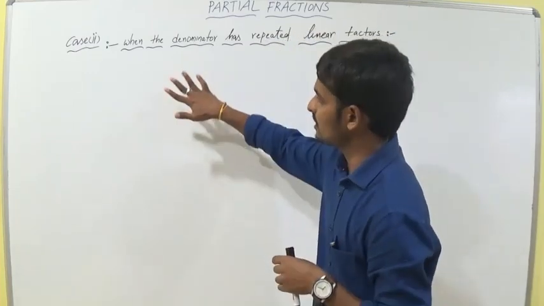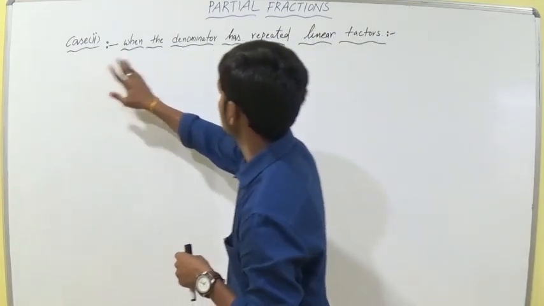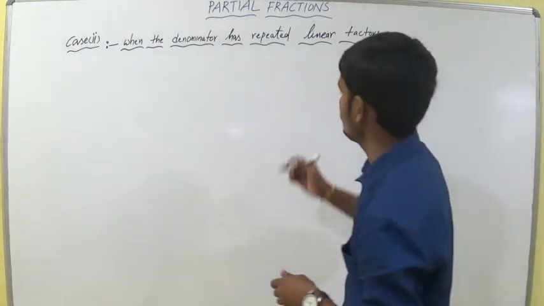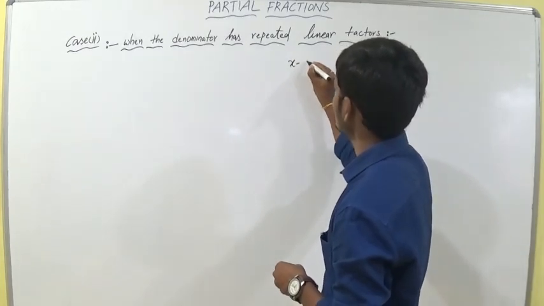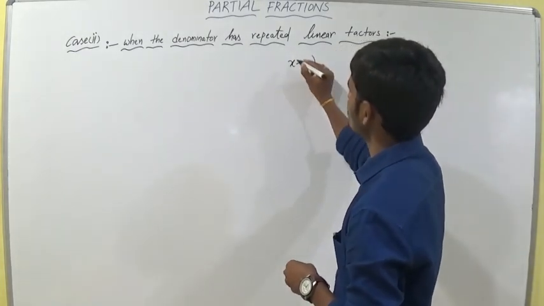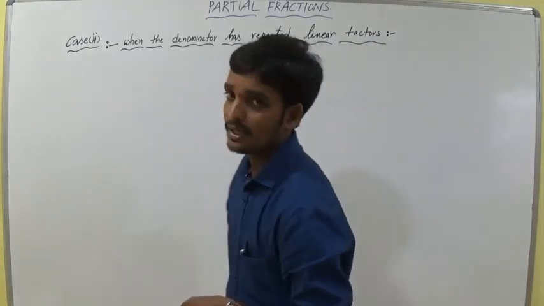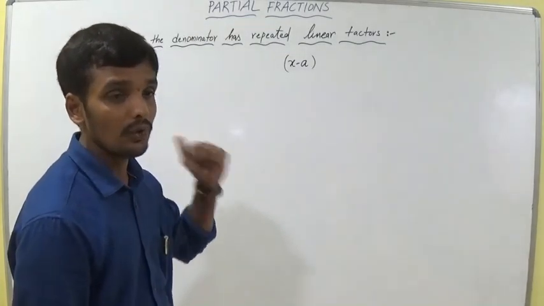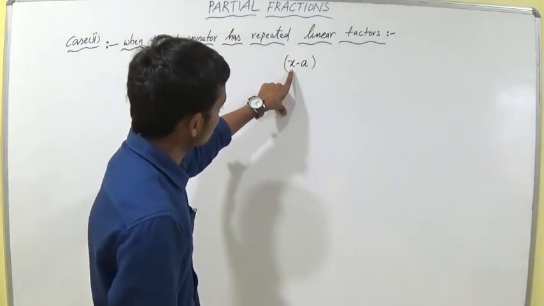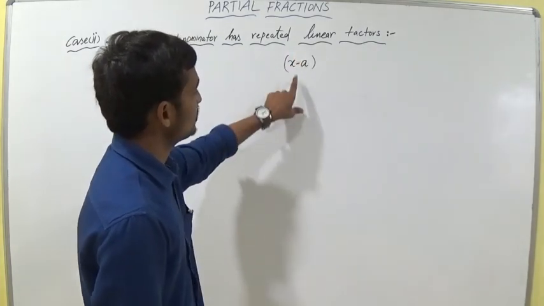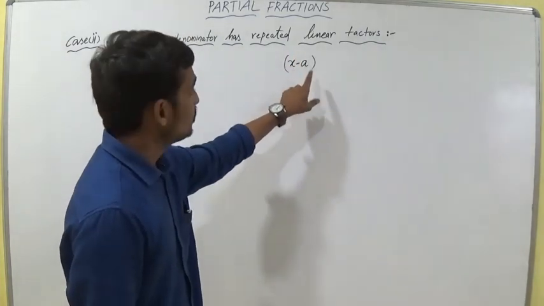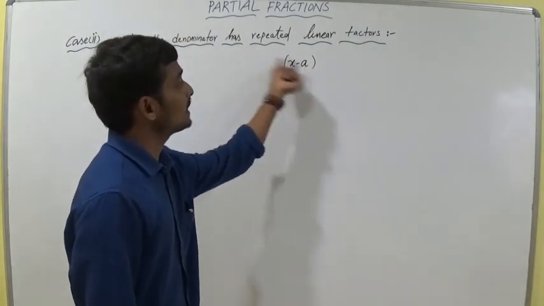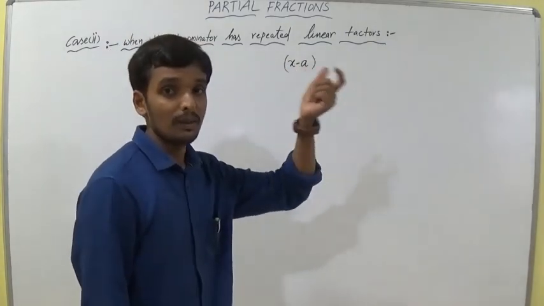So in our topic, case 2, the denominator has repeated linear factors. For example, x minus a is a factor of g of x. Is x minus a a linear factor? Yes, it is, because x has the coefficient and the exponent 1. That's why this is a linear factor. In our topic, the linear factor repeats continuously, that means more than 2 times.